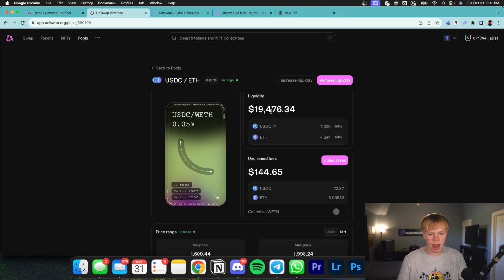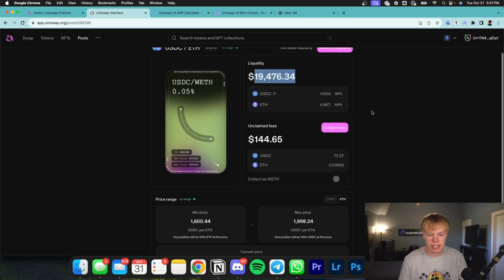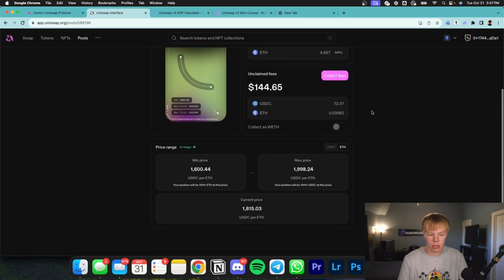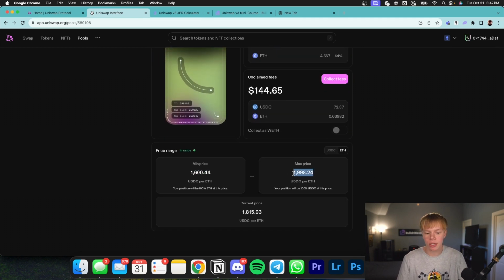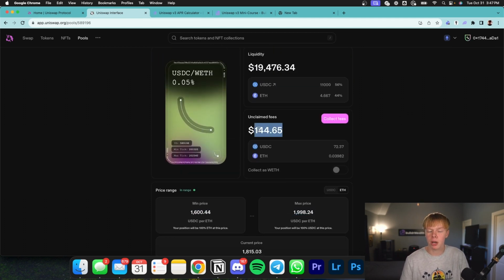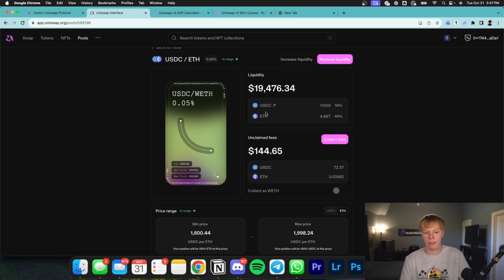As you can see right here, I have $19,476 invested into this liquidity pool with a price range of $1,600 to $2,000. So far, I've earned about $145 in fees in just the time span of about a week. This equates to roughly 35% APR, which is not bad considering I only have exposure to Ethereum as well as USDC.